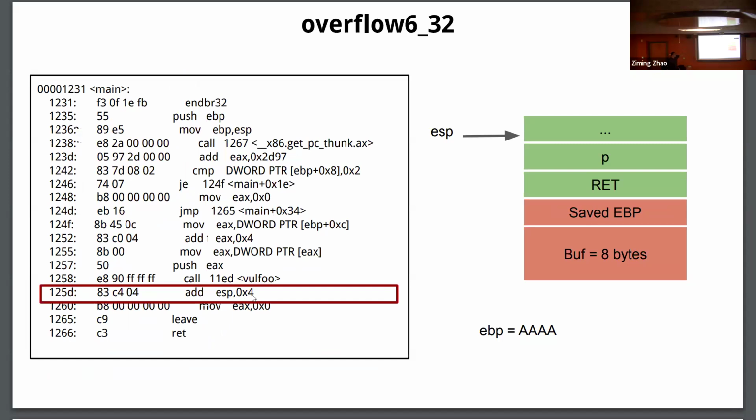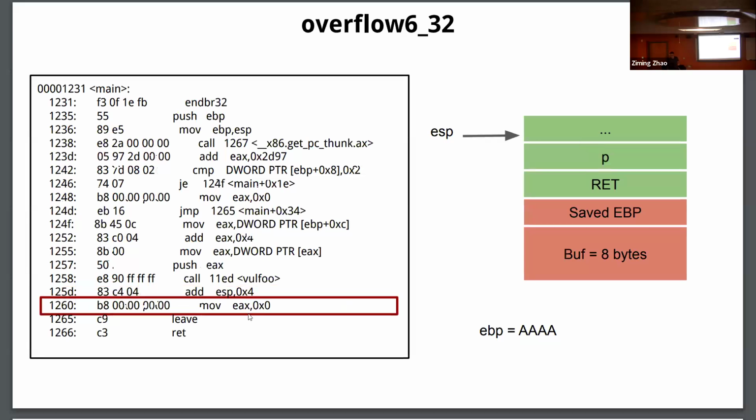This is actually the main function trying to balance the stack. Before calling Overflow, the main function pushed that parameter there. So after the call, it's trying to get the space back by adding this. So this add here is the reverse operation of the push here. After that, ESP will point to this place. Then we move 0 to EAX, because the main function is going to return, and the return value is 0. That's why we put 0 into EAX.